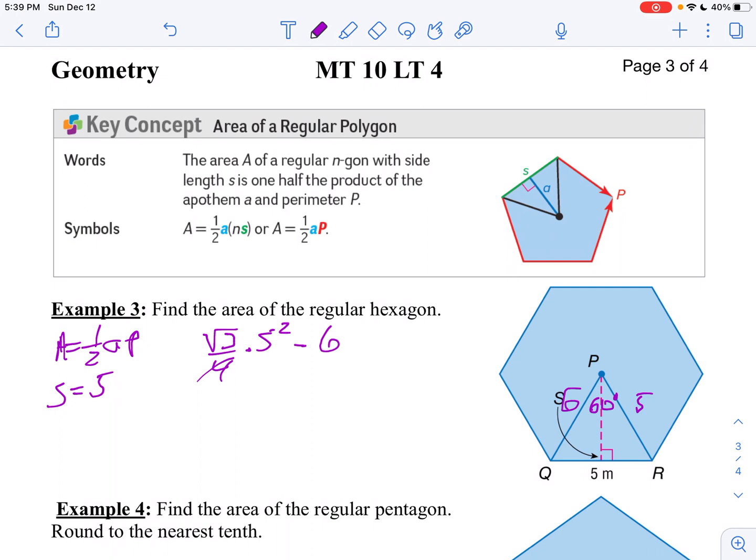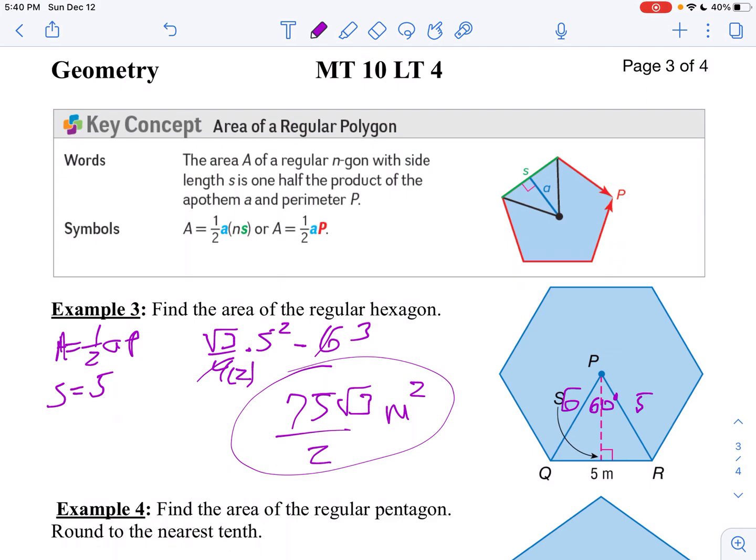4 and 6 can be reduced, so I'm going to say that's 3 and 2. So I take 25 times 3, so I get 75 times the square root of 3 divided by 2. That'll be the exact area. We'll say square meters. And there's your answer.